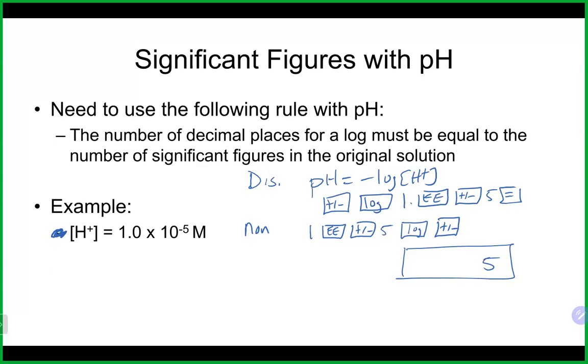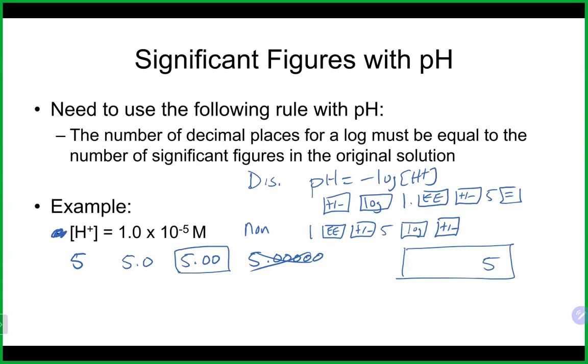By the way, it should be positive 5, not negative. Now, what should our answer be here? Should it be 5? Should it be 5.0? Should it be 5.00? 5.00000? Feels like a lot of zeros. I'm just going to eliminate that one right off the bat. Which one should it be? It should be this one right here.